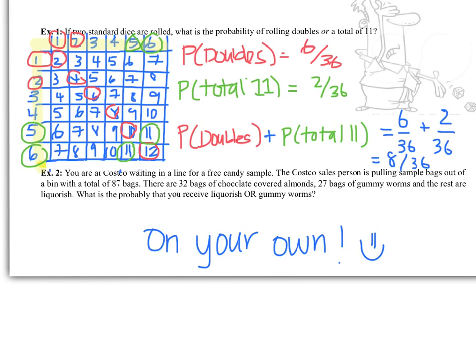Now we're going to move on to example 2. Try this question on your own. Example 2. You're at Costco waiting in line for a free candy sample. The Costco salesperson is pulling sample bags out of a bin with a total of 87 bags. There are 32 bags of chocolate-covered almonds, 27 bags of gummy worms, and the rest are licorice. What is the probability that you will receive licorice or gummy worms?